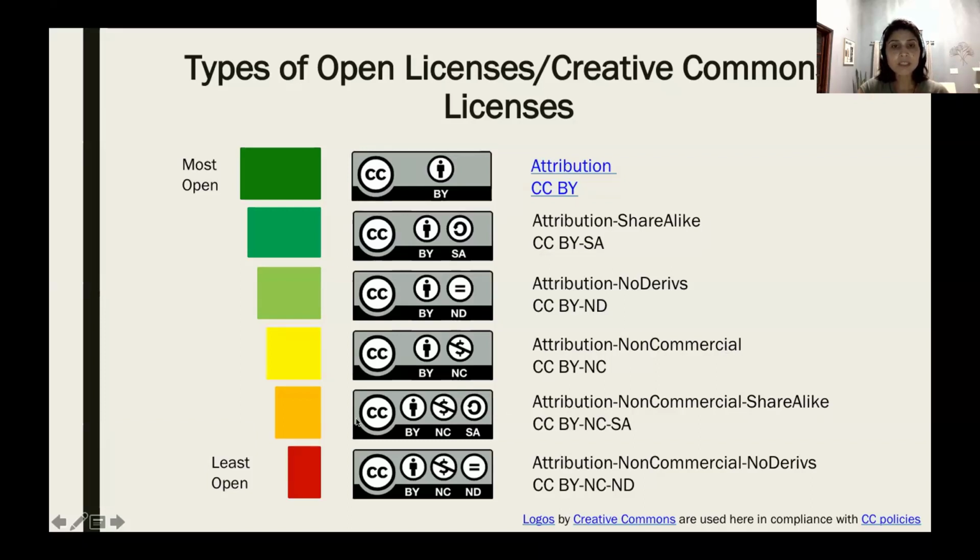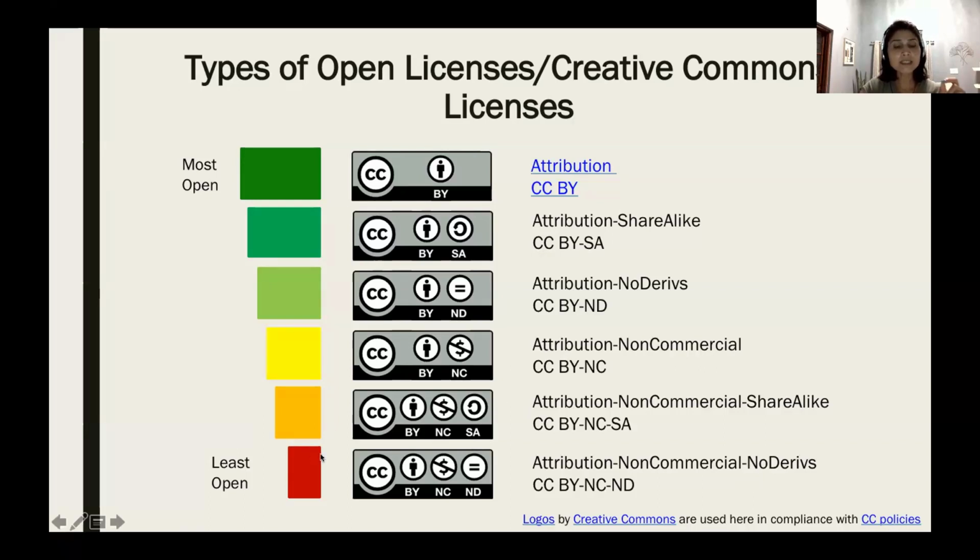Now, next one, if you see, it is CC BY NC. That means non-commercially, the work cannot be used for any commercial purposes. Plus, when the work is redistributed, it should be shared alike. That is, the license of the original work or original author's license should still be maintained.